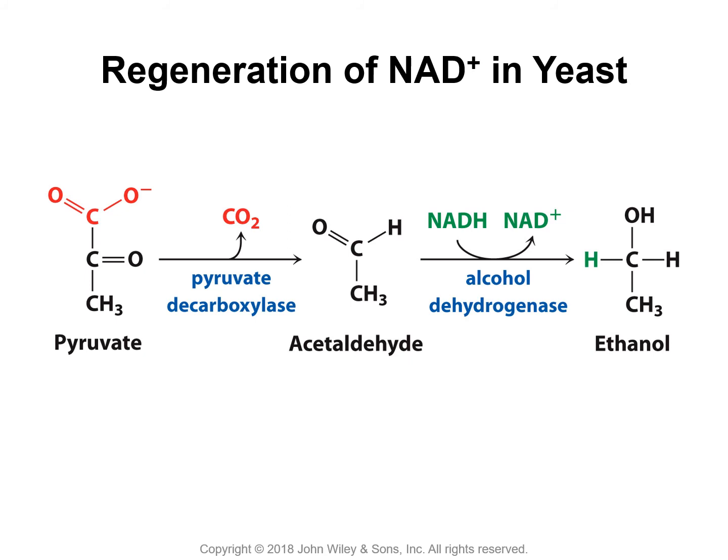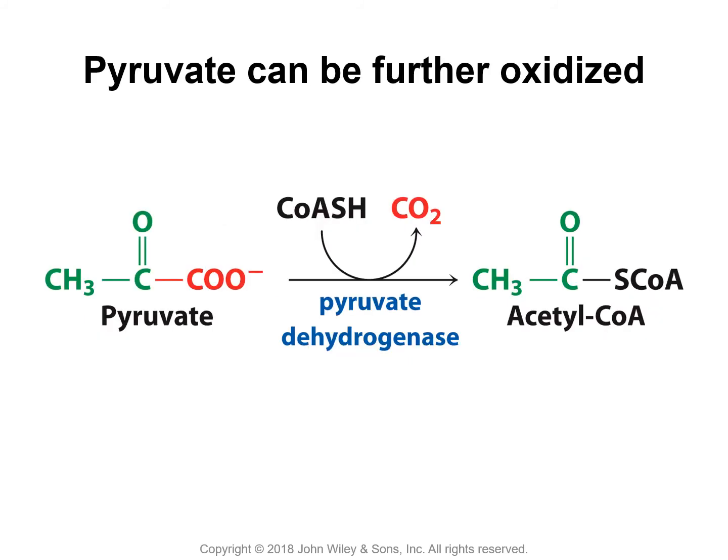Alcoholic fermentation is a 2-step process. What happens is the pyruvate is decarboxylated by pyruvate decarboxylase, an enzyme not present in animals, which catalyzes the removal of the carboxylic group to produce acetaldehyde. Next, alcohol dehydrogenase reduces the aldehyde to alcohol. Now, what else can happen is that pyruvate can be further oxidized.